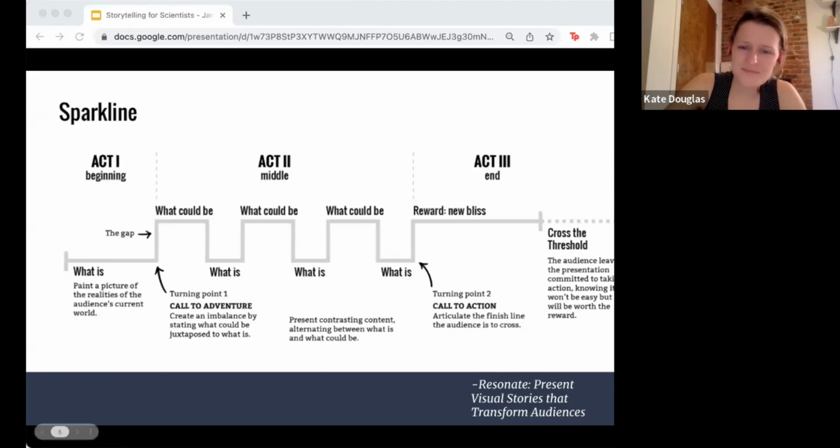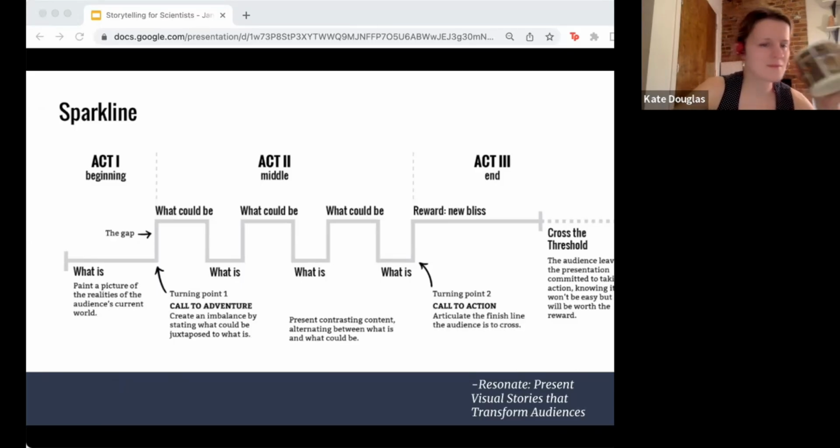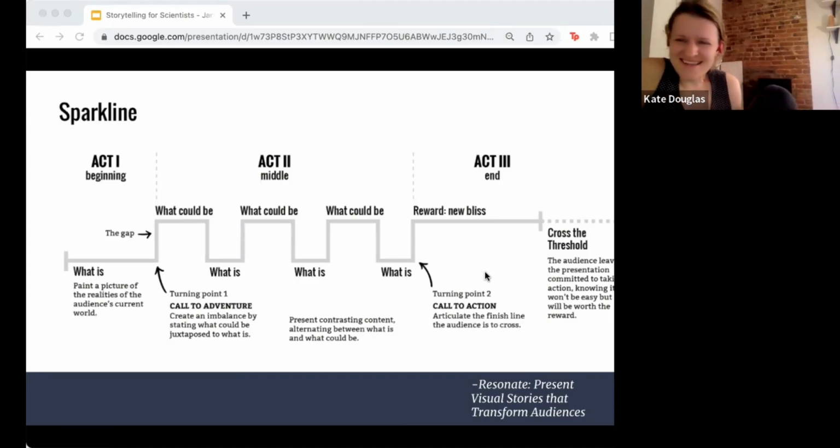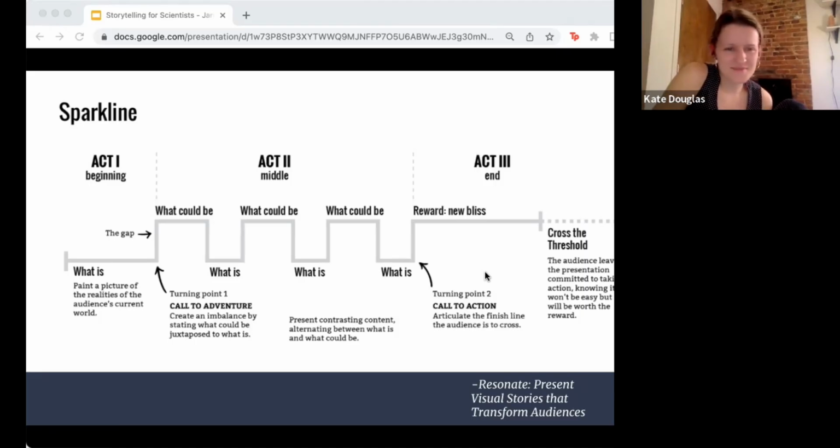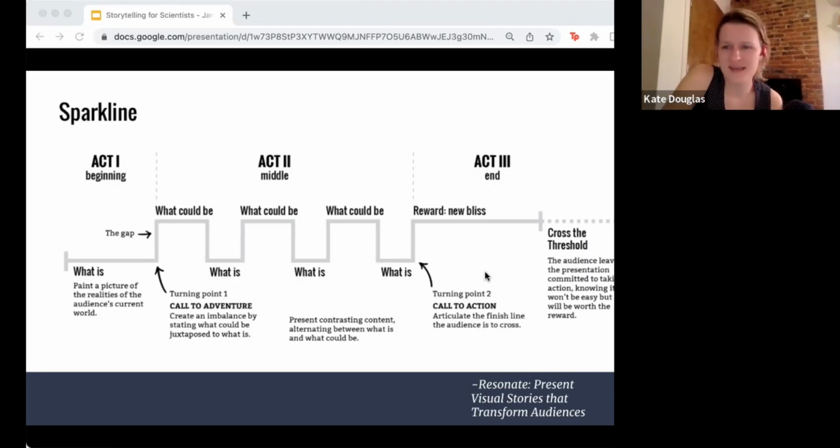Any offerings? Nice. Michelle has a photo of a typical English garden as sort of a what is. I'm excited to see what could be. There we go. Pictures of wildlife within blooming native plants. Lovely.